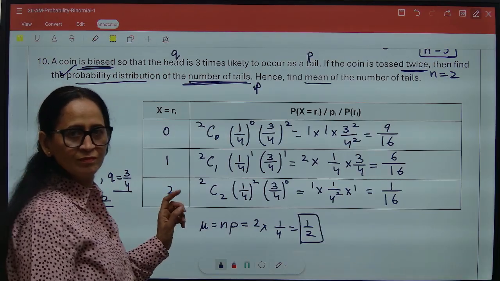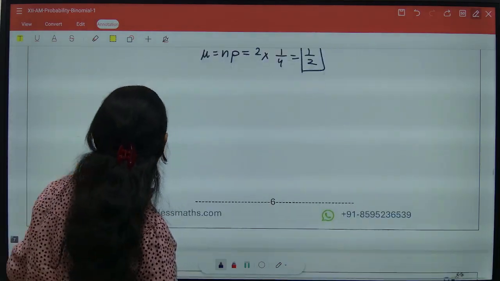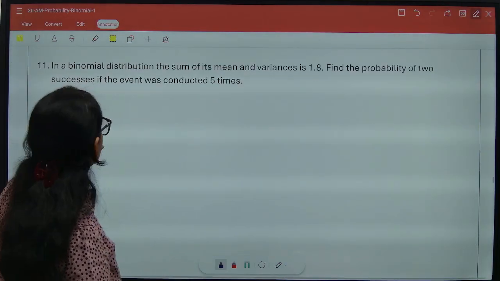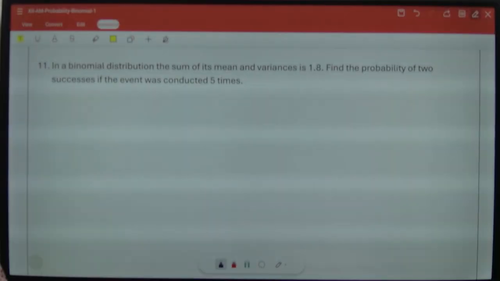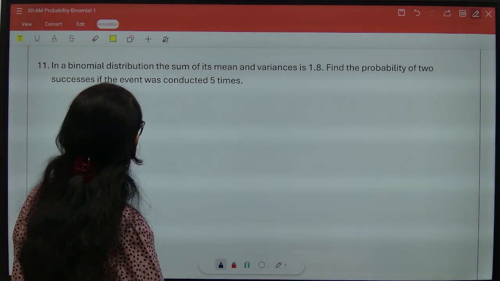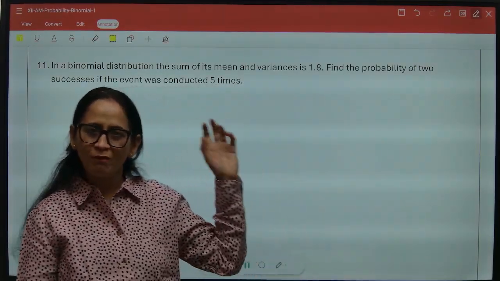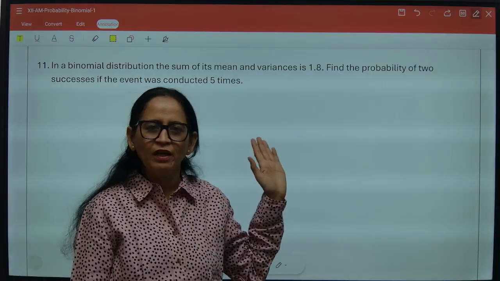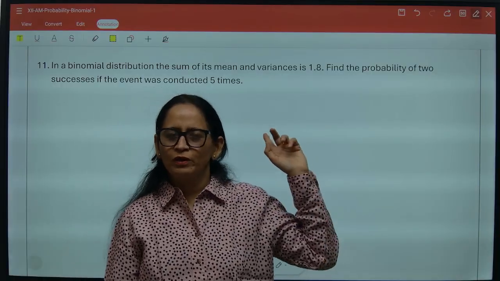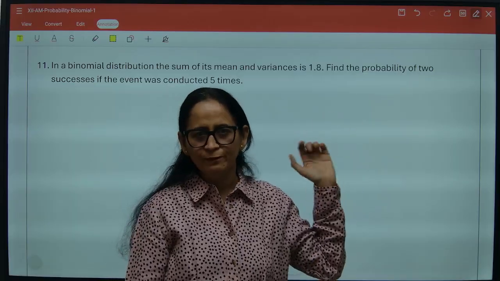Easy? Yes, great. So let's move to the next question. In a binomial distribution, the sum of the mean and variance is 1.8. Find the probability of two successes if the event was conducted 5 times. Now we have done so many questions, you can give it a try. Try to do this question on your own. Pause the video and give it a try.